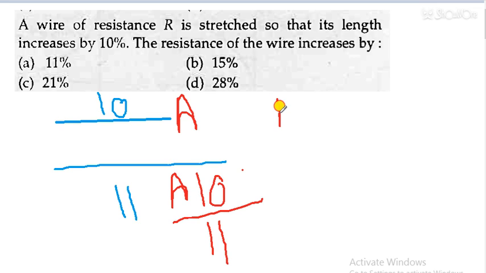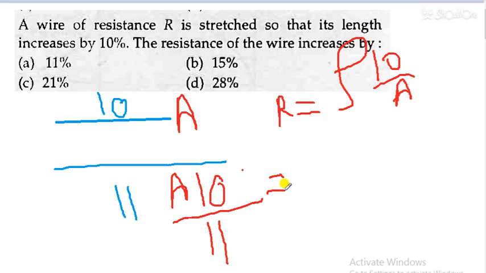Now earlier resistance was rho into, let's suppose, rho into 10 by A, and the new resistance will be rho into L, which is 11 here, and area is 10A by 11.